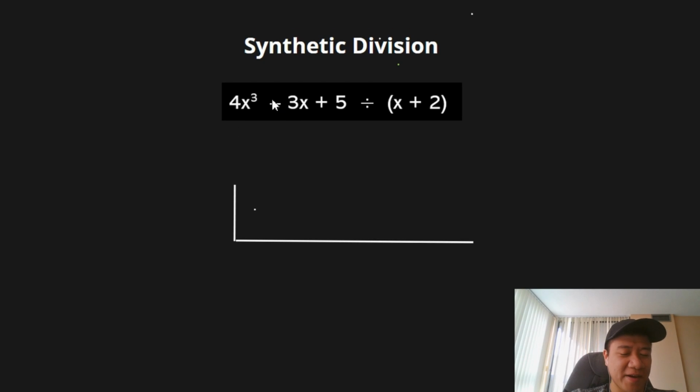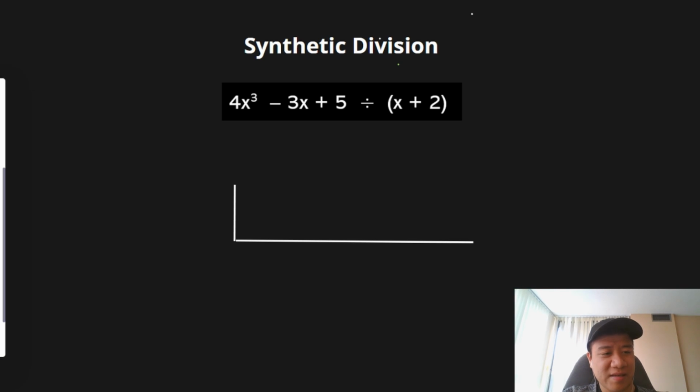And we don't have an x squared term here. It automatically goes to negative 3x and then plus 5. So just like long division, for the setup we're going to put the coefficients in place. But since we don't have an x squared term, we're still going to have a placeholder term, and it's going to be 0.